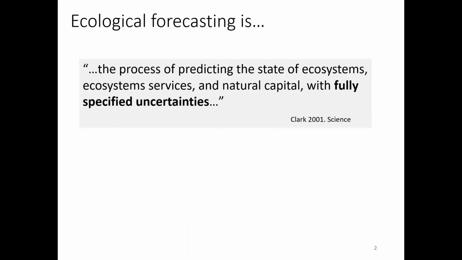This is defined by Clark et al. in their seminal 2001 paper. They said ecological forecasting is the process of predicting the state of ecosystems, ecosystem services, and natural capital with fully specified uncertainties.